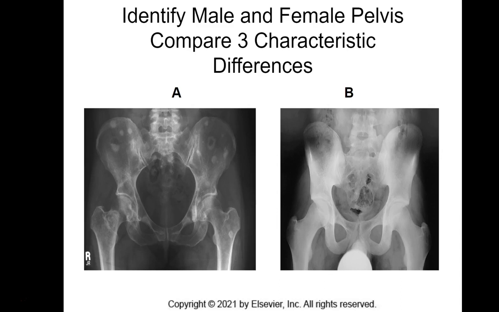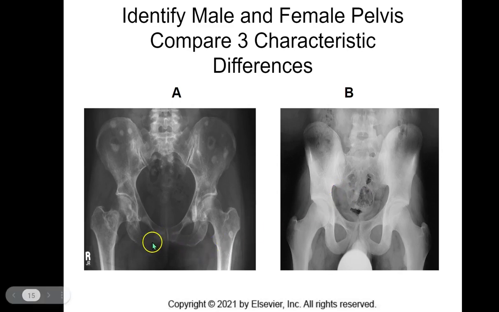So which one do you think is female and which one do you think is male? If you said A is a female, you're exactly right. So let's look at these characteristics. Look at the wings compared to the male. On a female, they're more flared. They're less flared on the male. Look at the pelvic inlet. Much rounder on a female, more heart-shaped on a male.